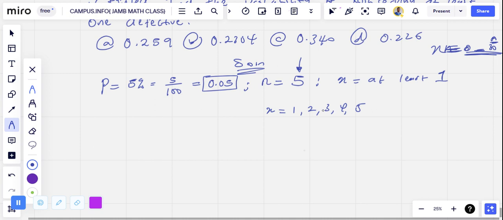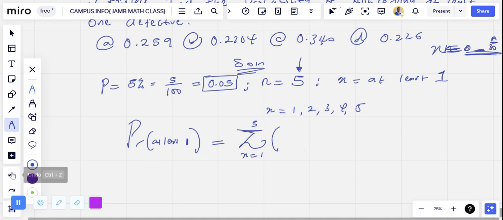So for at least 1, is it that I solve for 1, 2, 3, 4, 5 by using the summation sign? Probability of at least 1 is equal to the sum for x starting from 1 to 5. Sorry, somebody just raised their hand, I'm coming, I will attend to you soon. The first thing to write is n combination x, that's 5 combination x, times 0.05 raised to the power of x.